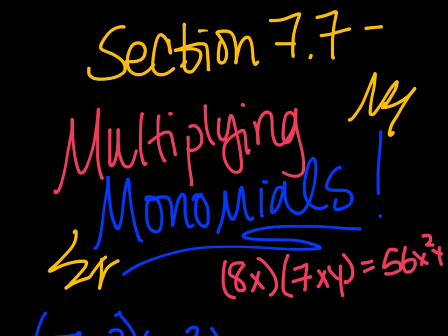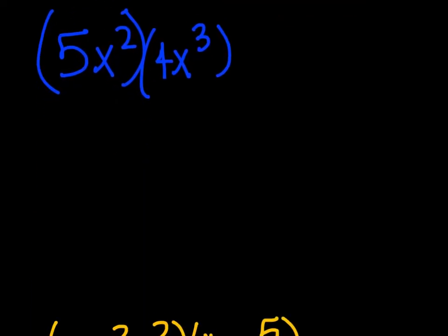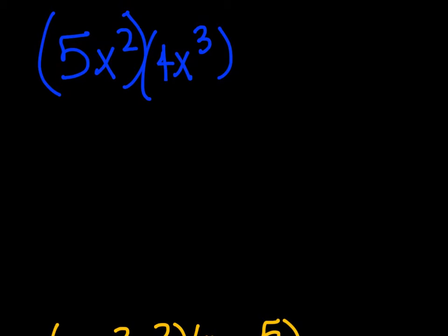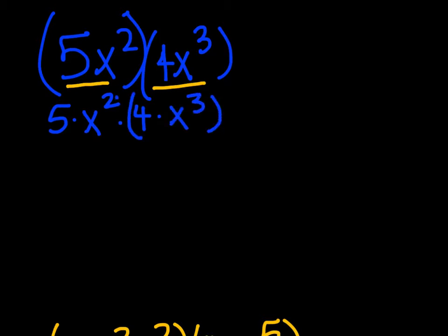So let's go on to our first problem here. Our first problem, we have 5x squared times 4x to the third. So big thing, when I am saying this, I'm saying 5x squared times 4x to the third. So really all we can do is we could rewrite this whole thing as saying 5 times x squared times 4 times x to the third. And then we can put those parentheses back around there.